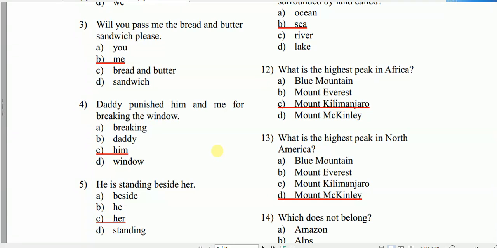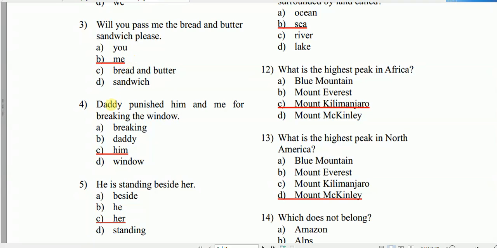Number 3 says, will you pass me the bread and butter sandwich, please? And the object there is me because you are doing the passing. You are doing the action. And the answer we are looking for is me.